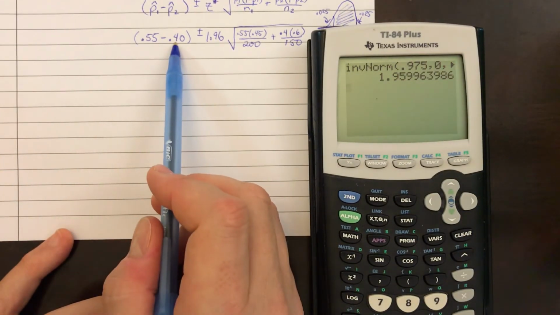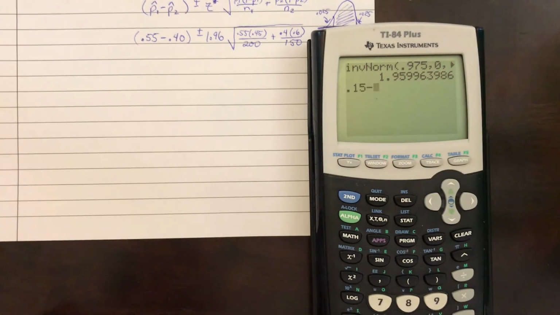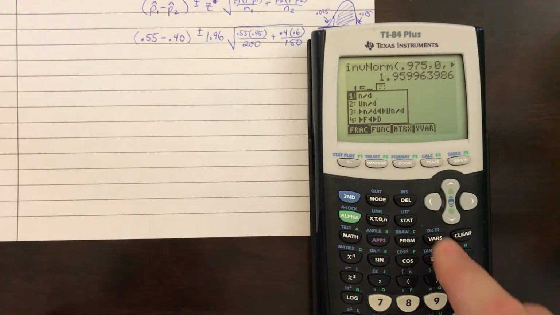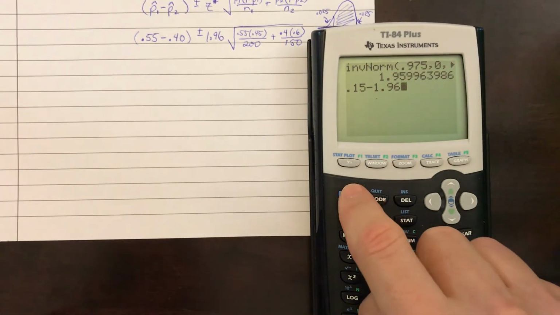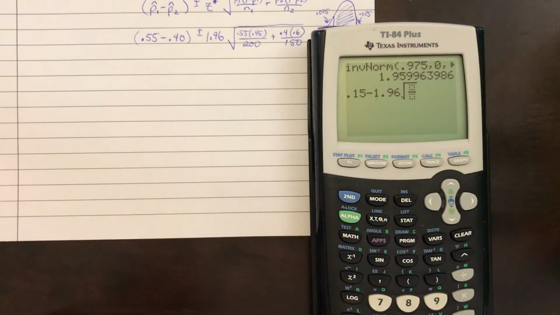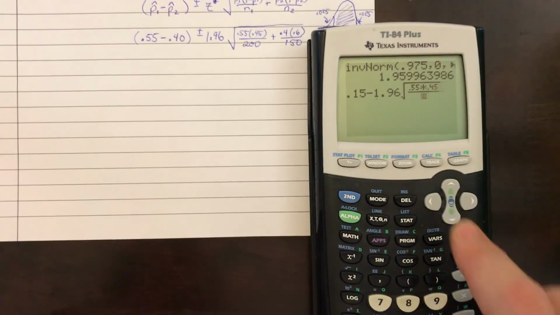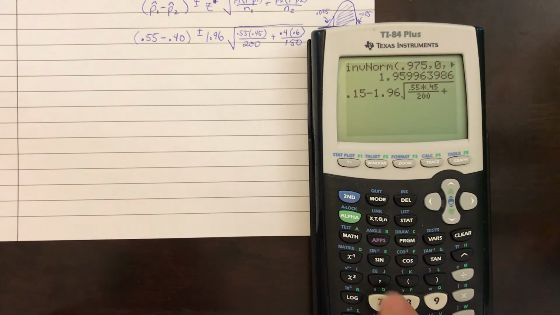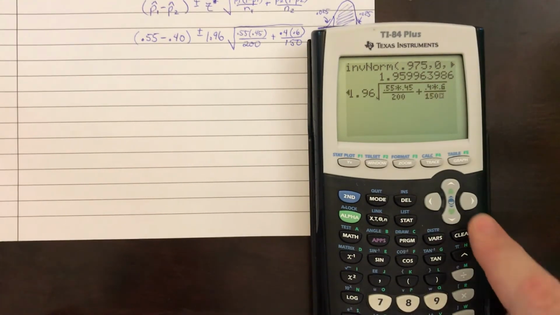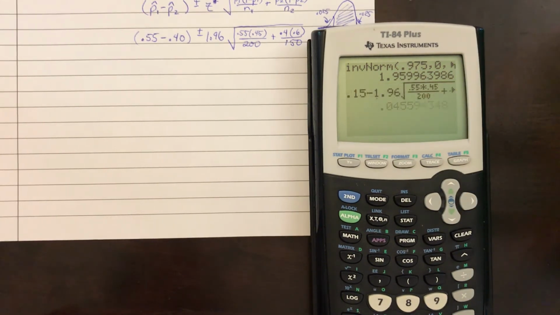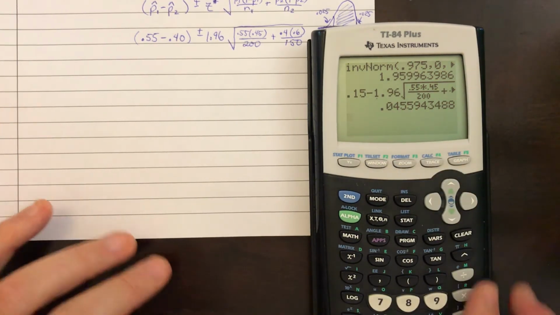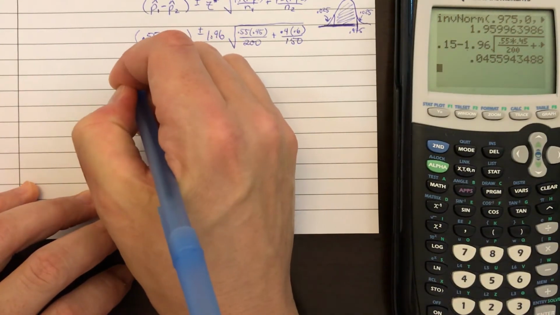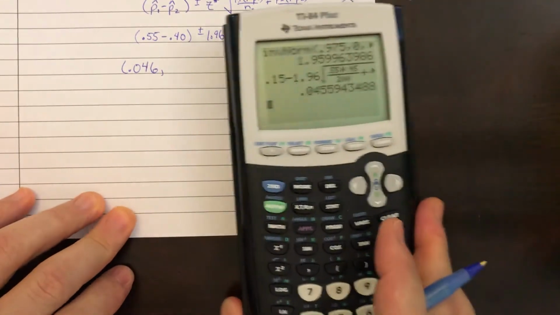So 0.55 minus 0.4, that's 0.15. And then I'll subtract the square root. I'm going to make a fraction here. Before I do that, let me put the z critical value, 1.96, times the square root. And we'll do the fractions: 0.55 times 0.45 divided by 200, plus 0.4 times 0.6 divided by 150. I need to be really careful here because there are a lot of values that I'm typing. So I get 0.046, if I round to 3 places, is the left bound of my interval.